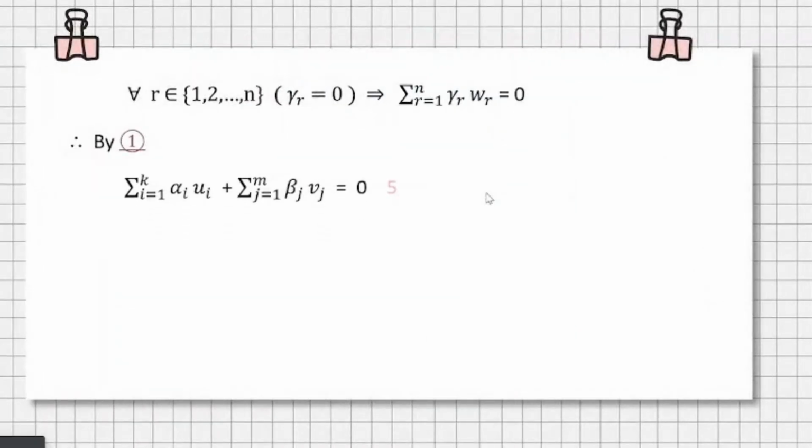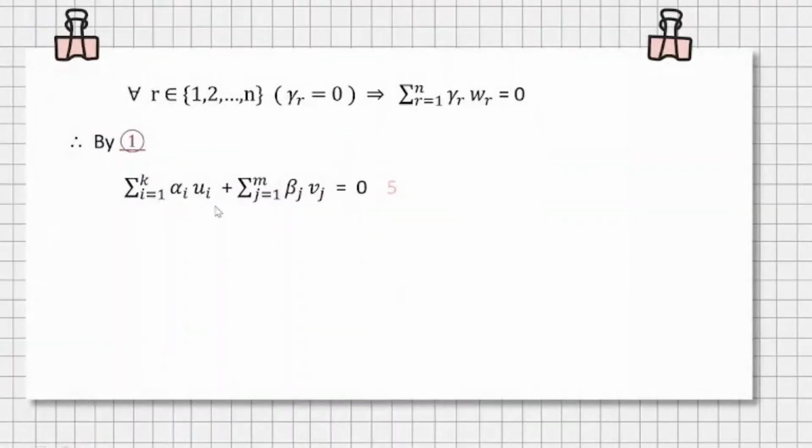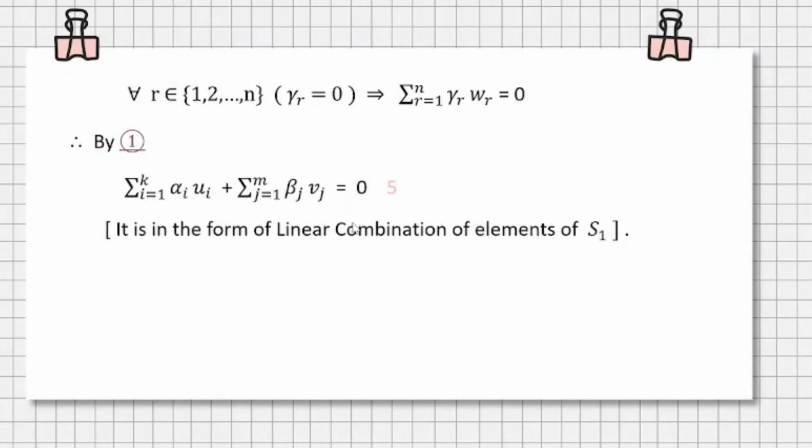Then by equation 1, we can write this. Here, i equal to 1 to K ui and j equal to 1 to M vj. See the set S1: U1 up to UK and V1 up to VM. Therefore, here S1 is a basis of W1 and S1 is linearly independent. And what we can say is that this equals 0. S1 is in the form of a linear combination of elements of S1, and S1 is linearly independent.